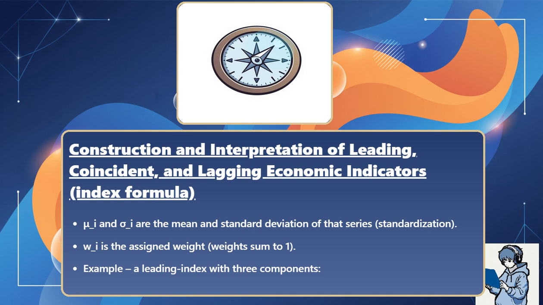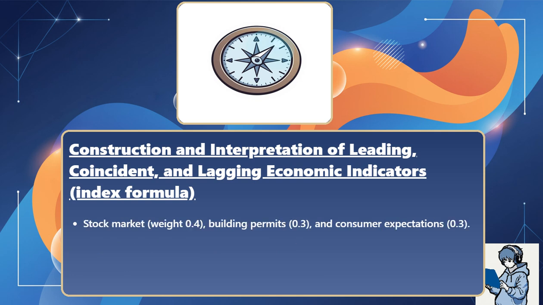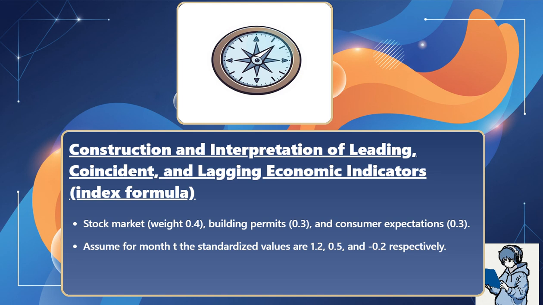Example, a leading index with 3 components. Stock market weight 0.4, building permits weight 0.3, and consumer expectations weight 0.3. Assume for month t the standardized values are 1.2, 0.5, and negative 0.2 respectively. I_lead,t equals 0.4 times 1.2 plus 0.3 times 0.5 plus 0.3 times negative 0.2 equals 0.48 plus 0.15 minus 0.06 equals 0.57.